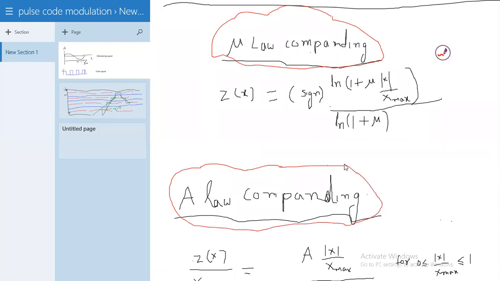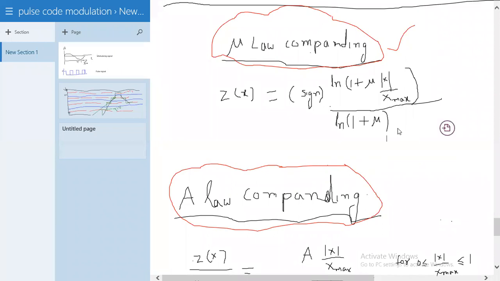Mu-law companding is used. In the United States, for telephone, landline applications, Mu-law companding is used. That voice signal can be compressed. So Mu-law companding PCM is used. We can compress that voice signal. In other countries, like India, A-law companding can be used.